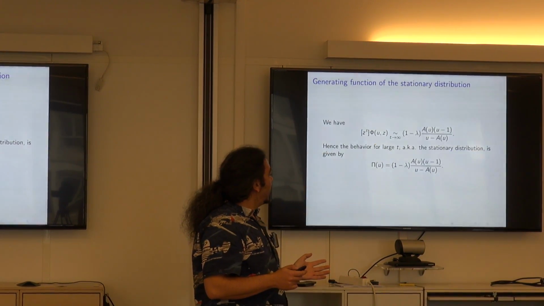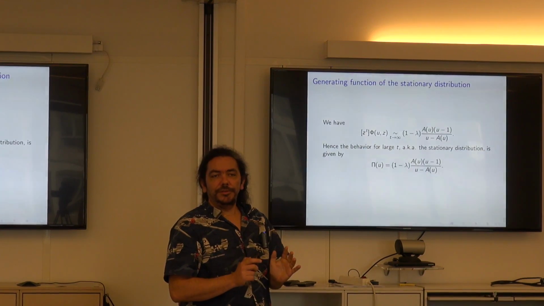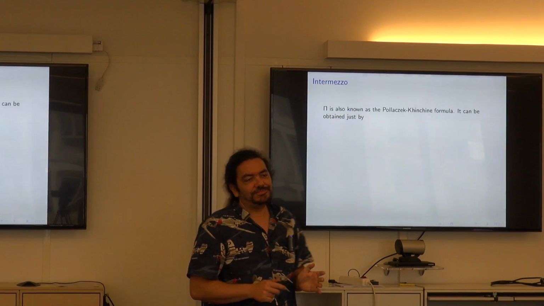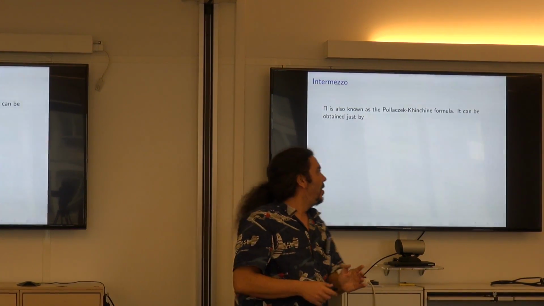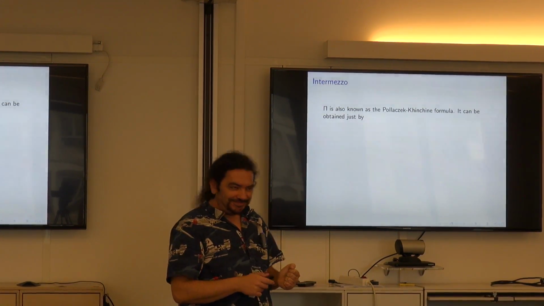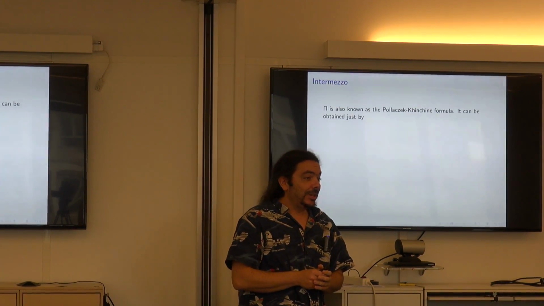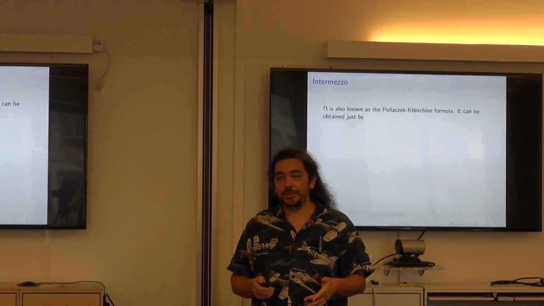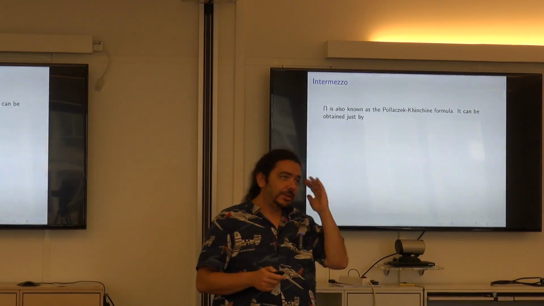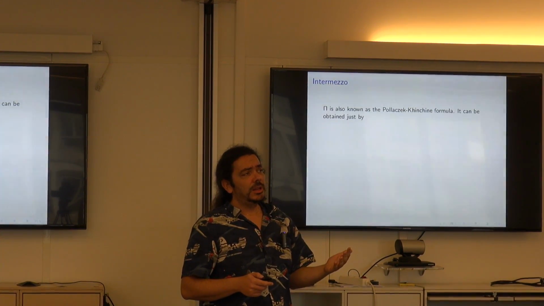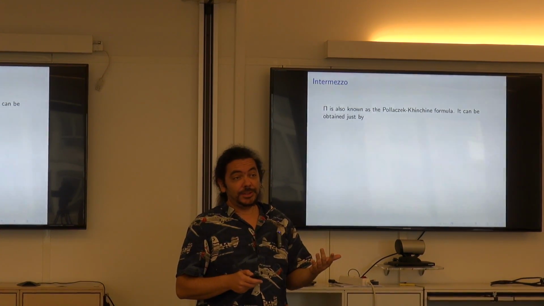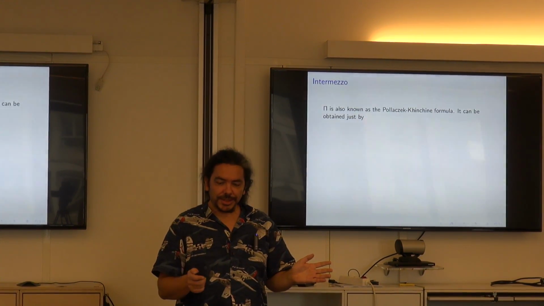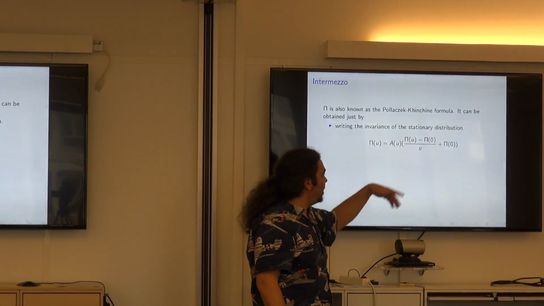Okay? And here I will make a brief intermezzo. This function was actually already known. It's the Pollaczek-Khinchin formula. And actually, you didn't need all that was presented before to obtain this. It was very easy to obtain, because when you've got a stationary distribution, what happens is that when you move from t to t plus 1, all things stay alike.